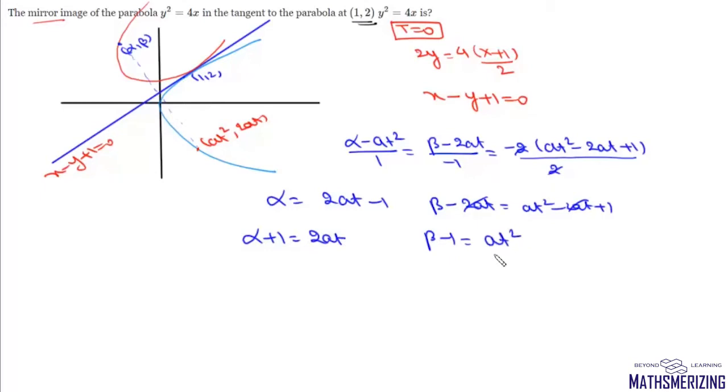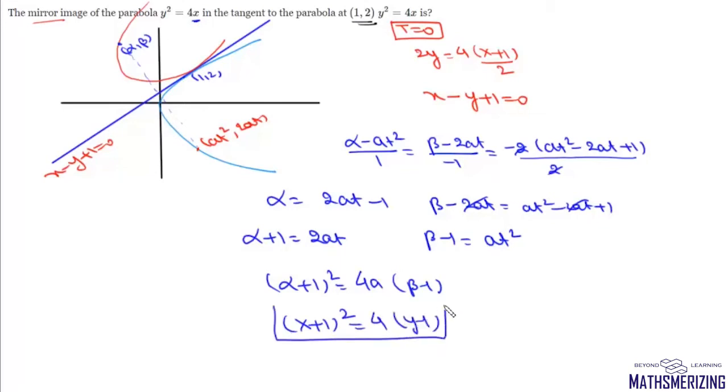Now we'll eliminate t from these two equations. We know that this is y square equals 4ax. So we can write this as (alpha plus 1) whole square equals 4a, and x here is (beta minus 1). Now for this parabola, the value of a is 1. So this locus will be (x plus 1) square equals 4(y minus 1). So the mirror image of y square equals 4x in the tangent to the parabola at (1, 2) is (x plus 1) square equals 4(y minus 1).